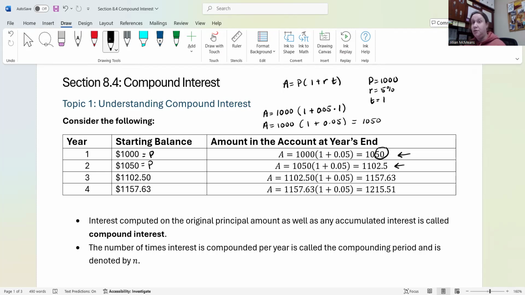So that means we didn't earn $50 in interest this year. This year we earned $52.50. And you might wonder, where in the world did that $52.50 come from? If I took $1,102.50 and subtracted what I started with, which for year two was 1,050, that would give me $52.50. So thinking in terms of interest, year one I made $50 in interest, but year two I made $52.50 in interest because my balance was a little bit higher.